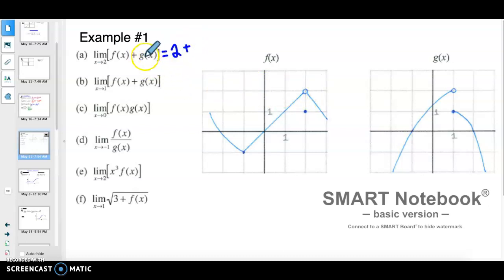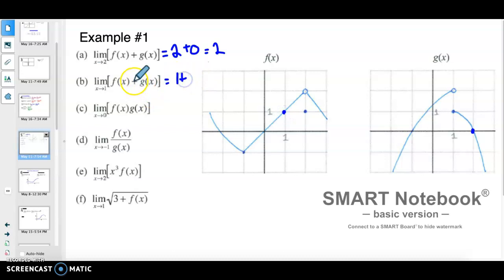So the limit here is going to be 2 because that's the y value that we're hitting. And then we're adding on the value as x approaches 2 for g of x. So as x approaches 2 for g of x, the y value is going to be 0. So we've got 2 plus 0. So this limit is 2. Same thing for each of these. So as x approaches 1 for f of x, the value at y is going to be 1.